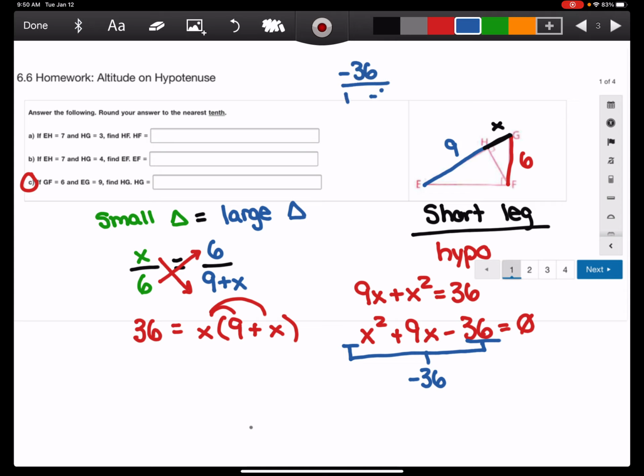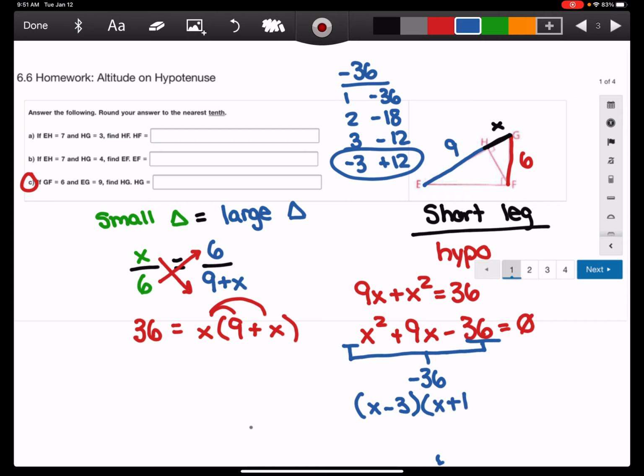We have 1 and negative 36. We have 2 and negative 18. We have 3 and negative 12. Oh, what about negative 3 and positive 12? Well, those will add to be positive 9, and they'll multiply to be negative 36. So those are our two terms. So this will turn into x minus 3 times x plus 12 equals 0.